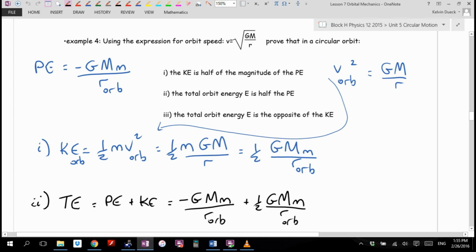Hey, aren't these actually like terms? Is there a big G in everything? Is there a big M in everything? Is there a little m in everything? Is there R orb in everything? Nothing else? Those are like terms. This is exactly like the following equation: negative x plus a half x. What would negative 1x plus 0.5x be? That's what that is.